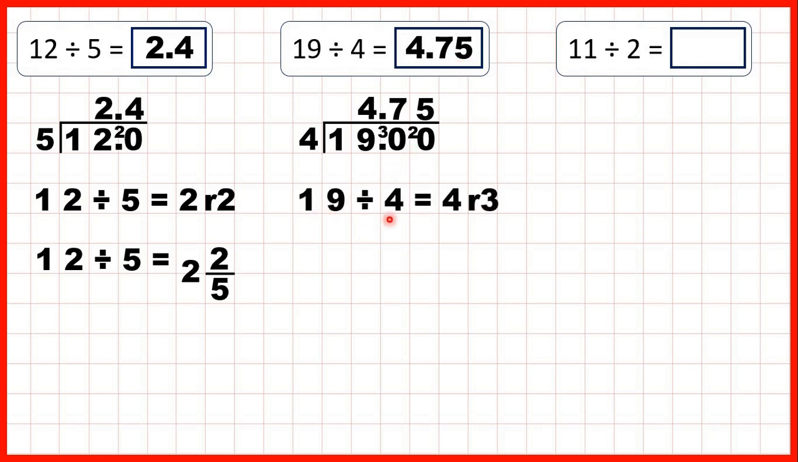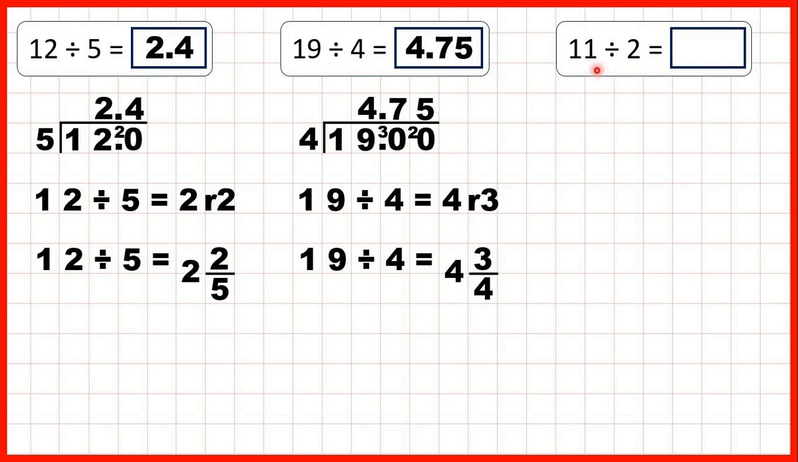So 19 divided by 4 is 4 remainder 3, and as a fraction we write that 4 3/4 with the remainder as the numerator and the denominator as the divisor. But 4 3/4 is the same as 4.75 because 3/4 is 0.75 as a decimal.